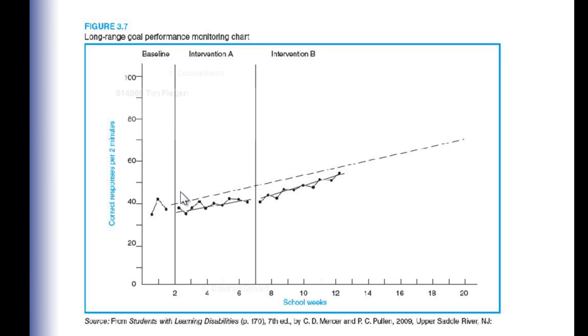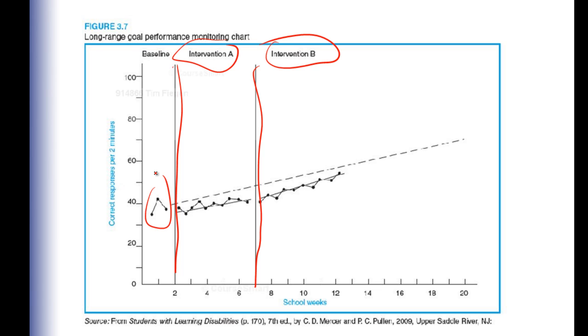This is a different kind of monitoring chart, from the standpoint that now these lines here indicate different interventions, and you very dutifully keep notes of what those interventions are that you're using. What are those interventions? So here's your baseline. There are 3 points. Correct per 2 minutes. Okay.